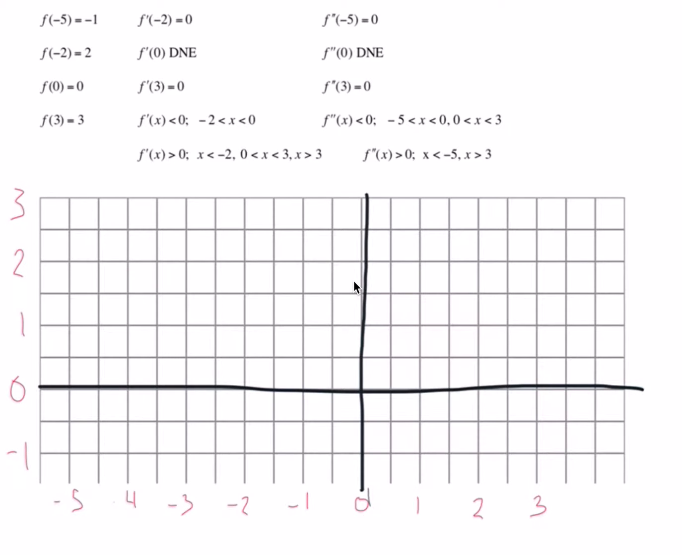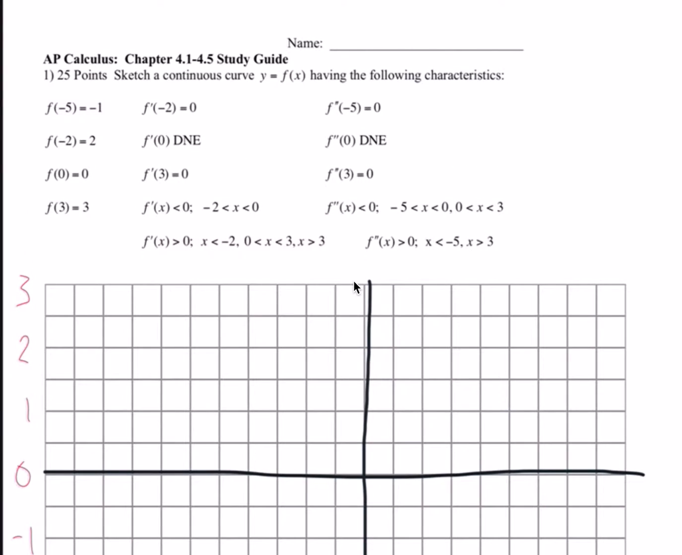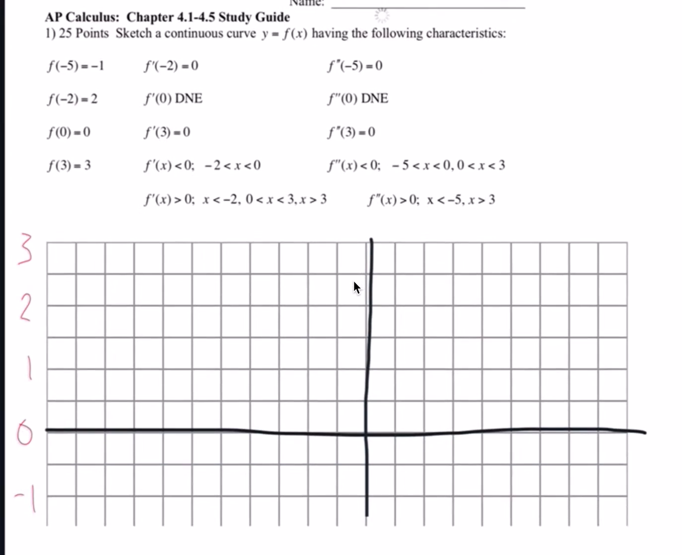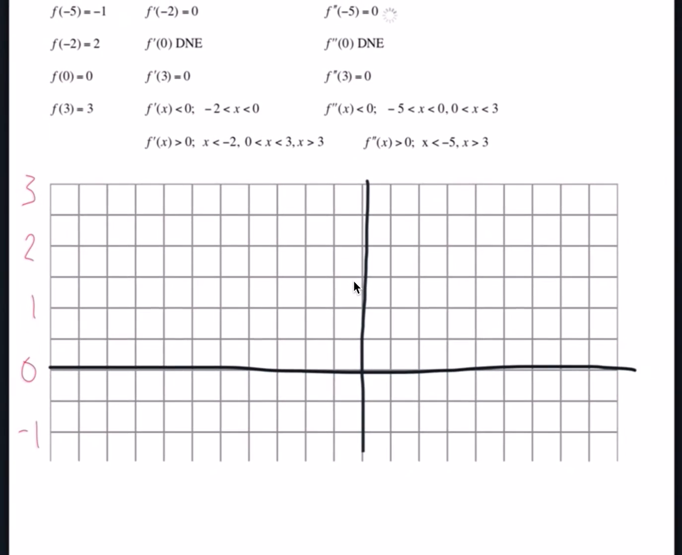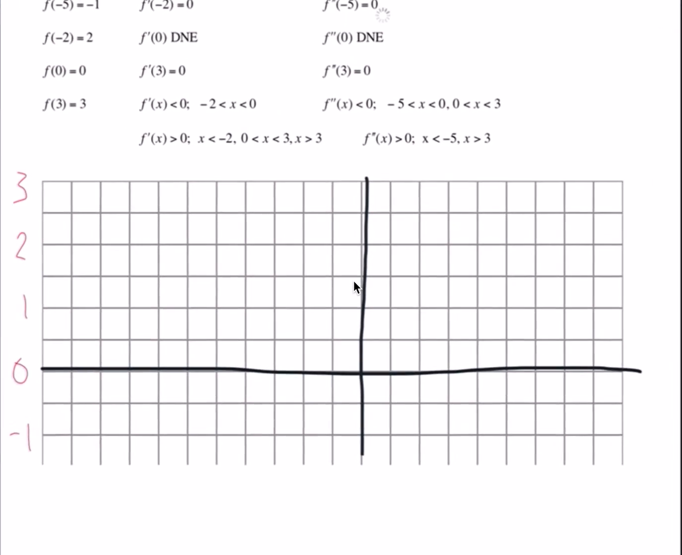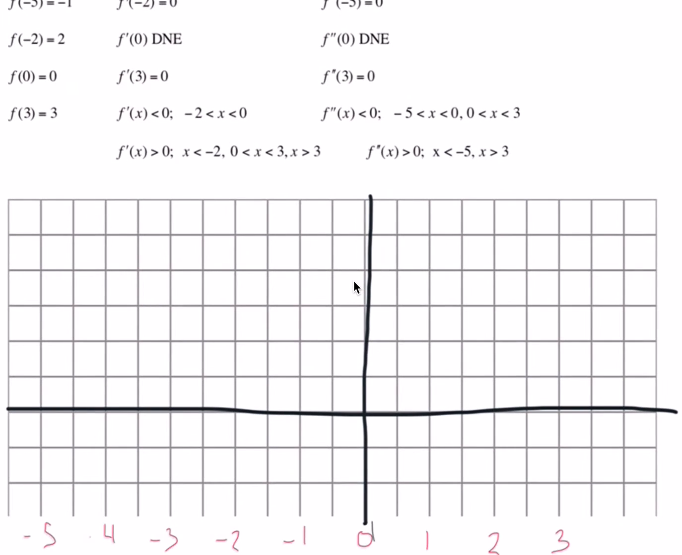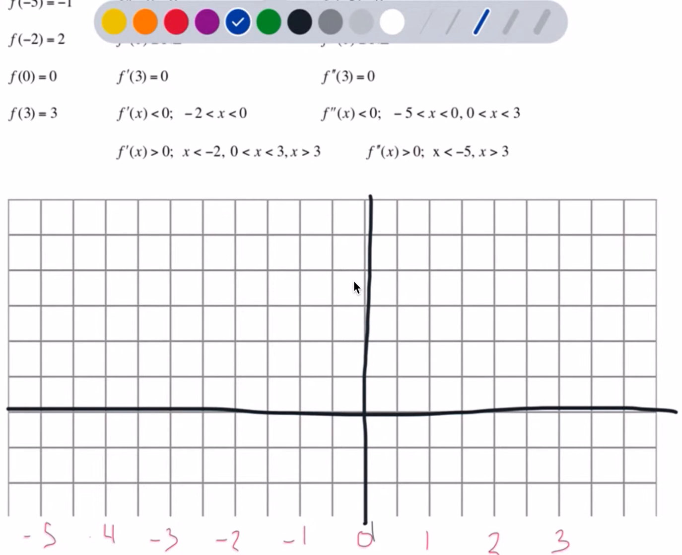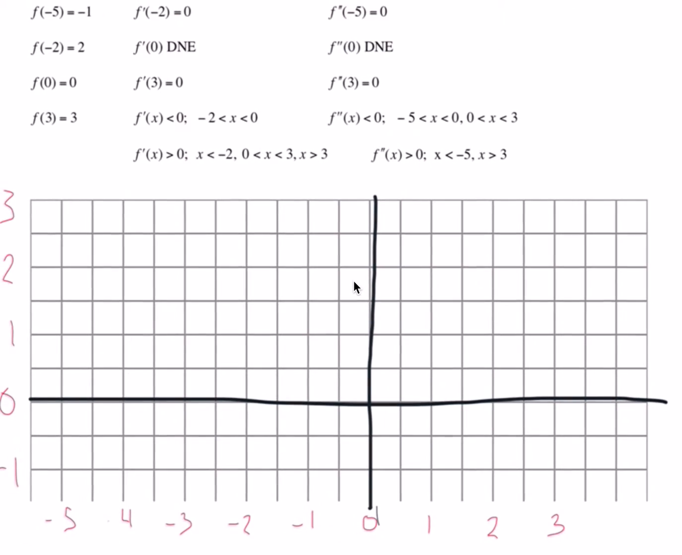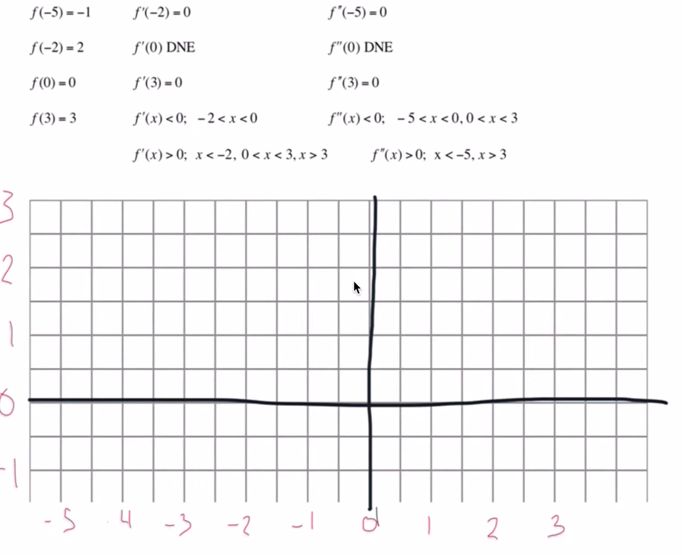One on our study guide, it asks us to sketch a continuous curve with the following characteristics. So, after sketching what our axes might look like, I think the easiest way to begin on this one is by sketching the specific points it gives us. And it tells us that when x is -5, our y is -1. So I'm going to start by putting a point there.